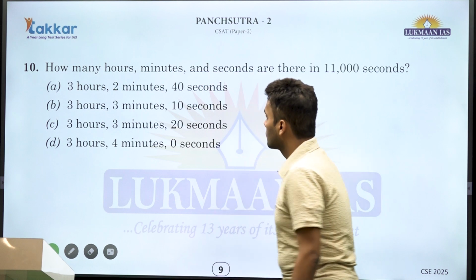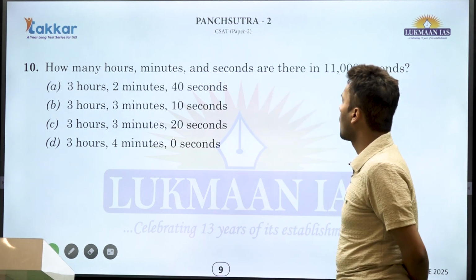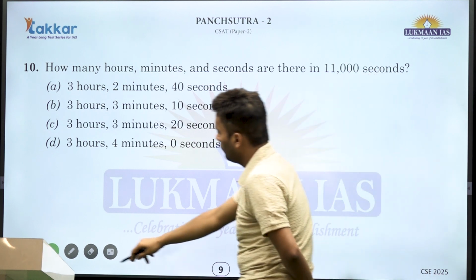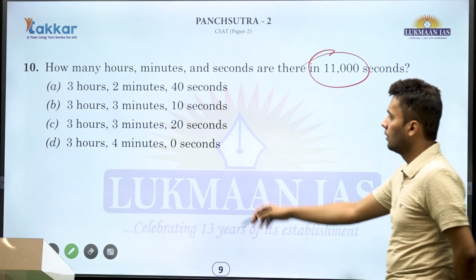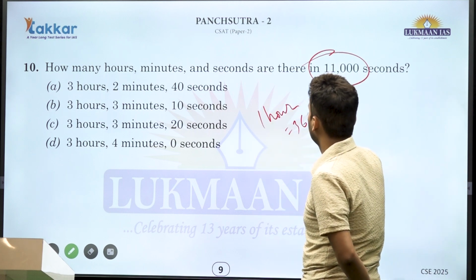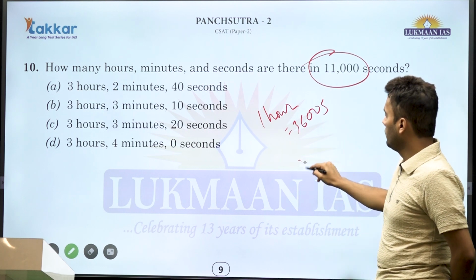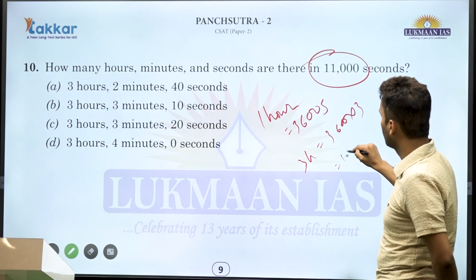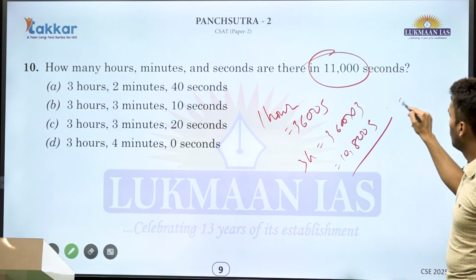How many hours, minutes and seconds are there in 11,000 seconds? This one is easy, just based on some calculation. So in total we need to get 11,000 seconds. Very simple. We know 1 hour is 3600 seconds. So 3 hours will be 3600 into 3, that is 10,800 seconds. What is the difference? 200 seconds.